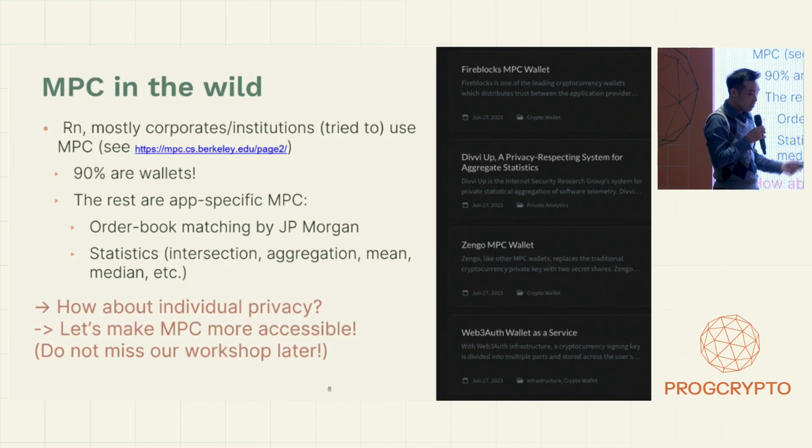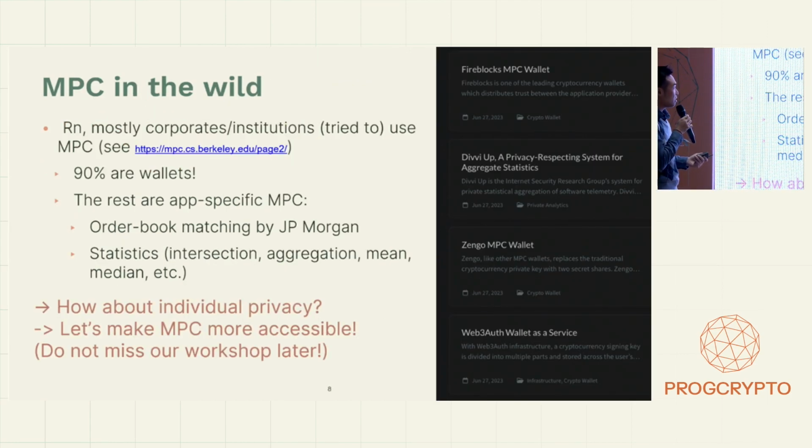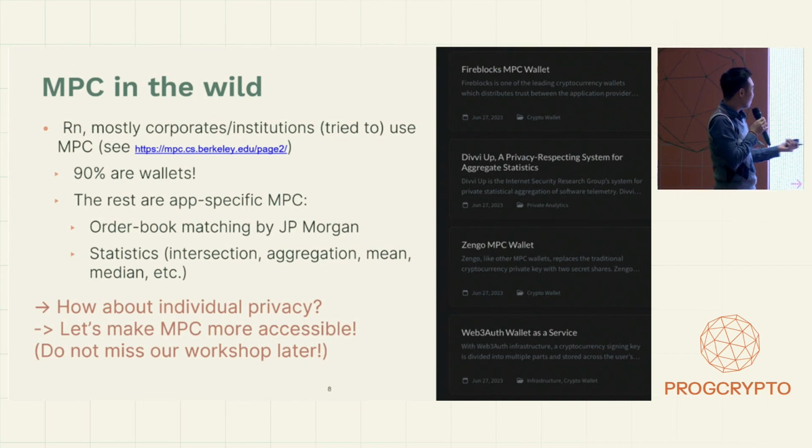So finally, I want to show this picture of the website here from CS Berkeley. You can see that of the deployed applications of MPC right now, 90% of them are wallets. And then the rest are application-specific MPC. So for example, the order book matching by JP Morgan, or some statistical applications like intersection, aggregation, mean, median, etc. But they are all done by the corporate. So this is the story of how the user is not the client and so on. So maybe this is not what everybody wants.